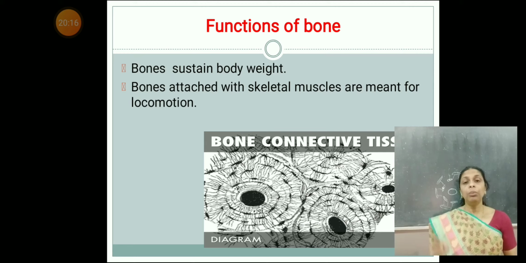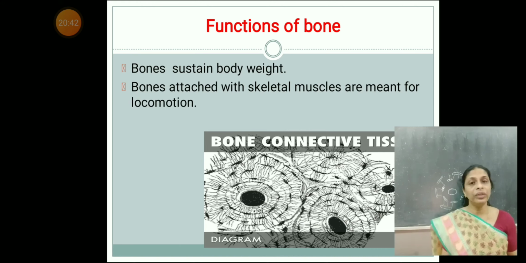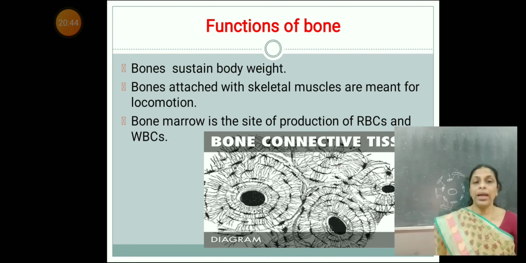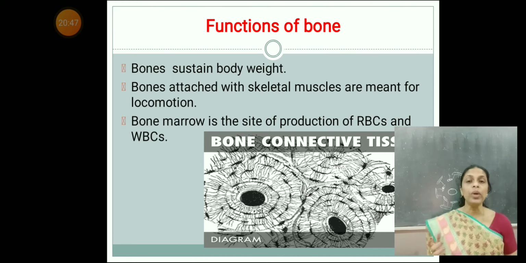Second point, skeletal muscles are attached to the bones, right? So bones along with skeletal muscles are meant for locomotion. It is because of the bones and the muscles attached to them that we are able to move. Every part of our body we are able to move. The joints we are able to move. We are able to move from one place to another. It's all because of the bones along with the skeletal muscles. Okay, and another important point that you have to remember.